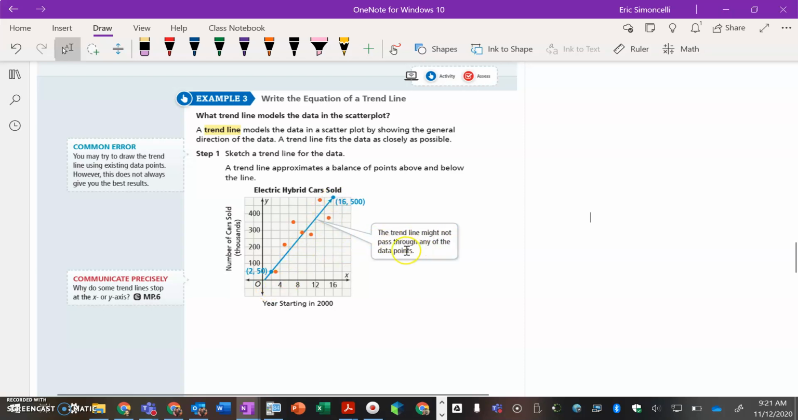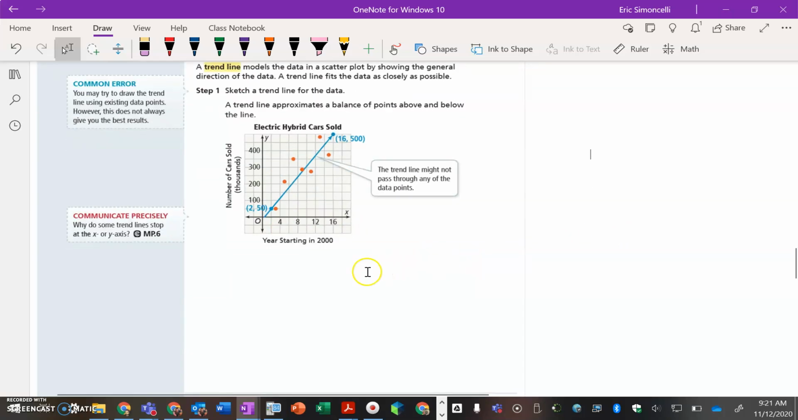The trend line might not pass through any of the data points. It may, or it may not. In this case, it doesn't appear that it touches too many points, if at all. Maybe possibly 2,50 if I look at it again, and 16,500. But some of those other points are not going to fall on the trend line, which is fine. That could very easily happen.